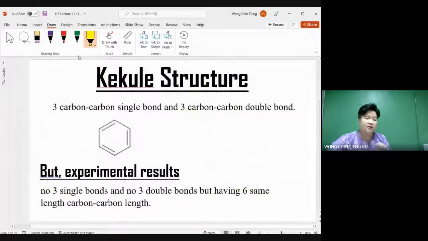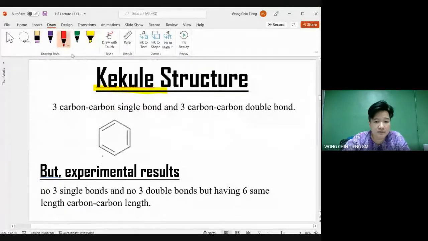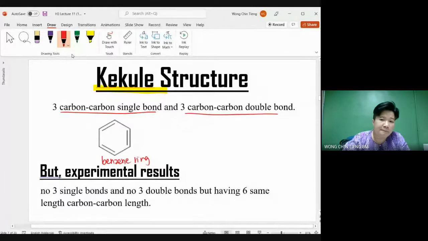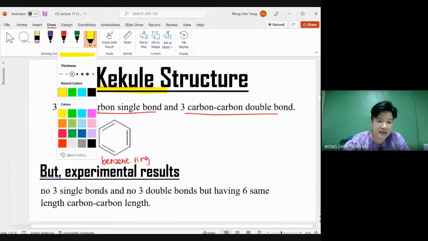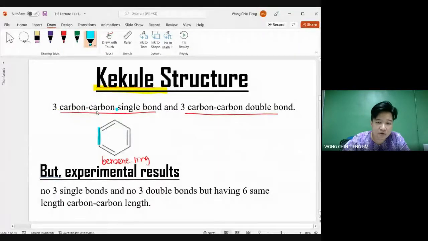Next, okay, Kekule structure. What Kekule structure is talking about over here is Kekule structure proposed that the benzene ring that we have over here has 3 single bonds, all right, and 3 double bonds. So apa yang Kekule structure saying that I have my single bond, that is my single bond, 3 single bonds. I have my 3 double bonds. That is my double bond. That is what Kekule structure says.